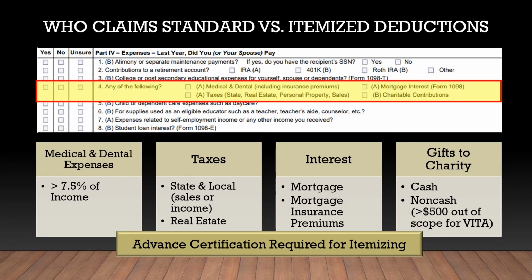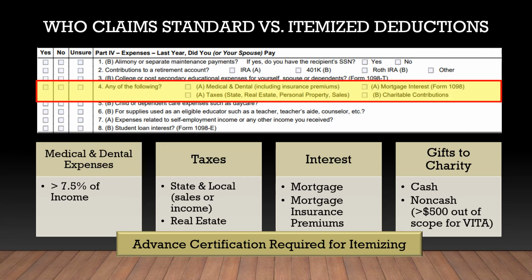Even though our focus is on the standard deduction, we still need to recognize our taxpayers who come in with items that could be itemized, and we need to be able to do a quick calculation to see if they would get a better deal if they did itemize, and then refer them either to an advanced preparer or another site that has advanced preparers that can help them with this.